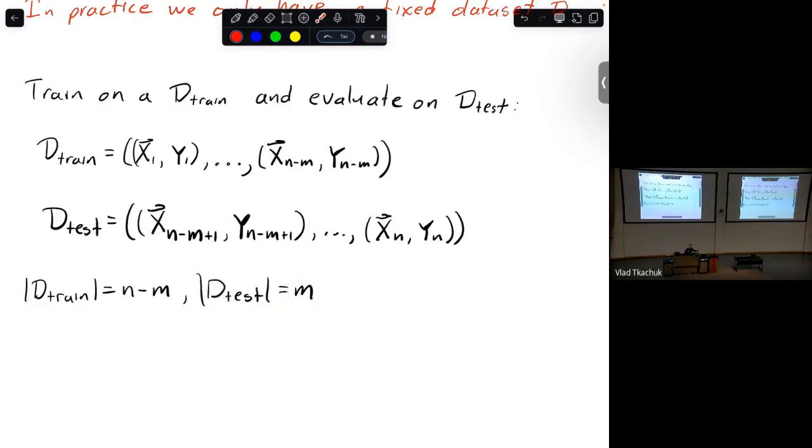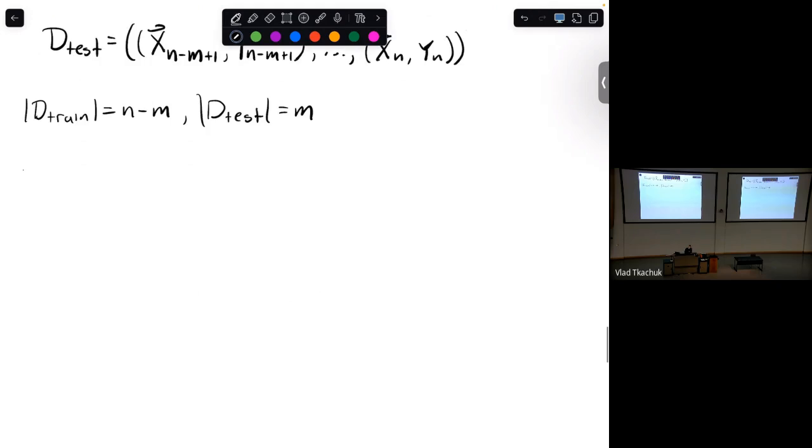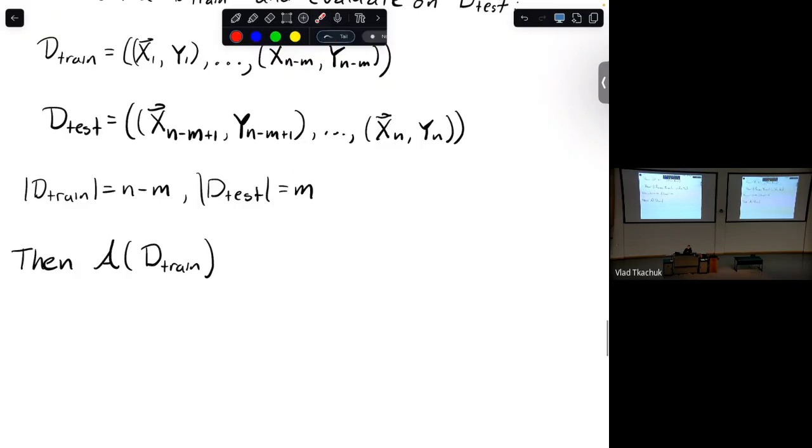So now how does this procedure work? Well, it works as follows. Our learner is not going to take in just D. It's not going to take in the whole data set. It's only going to take in the training data set, which is a smaller amount. You could think of M as being like 20% of your data set. So if we had like 1,000 points, M might be 200, the last 200. And the train would be like the first 800, let's say. So you use 800 data points.